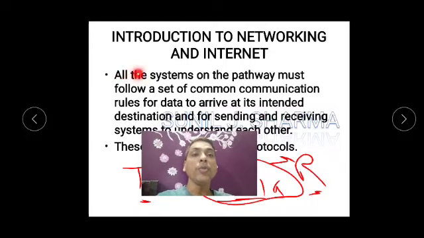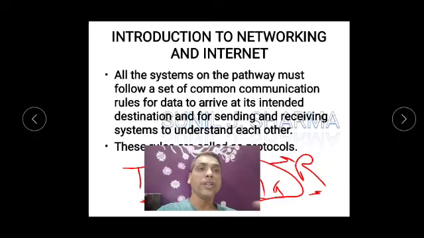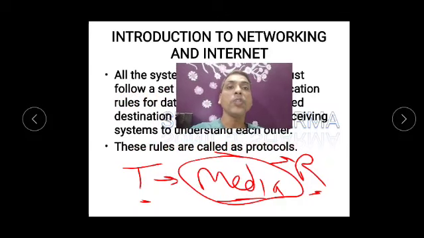A very important thing is that all the systems on the pathway, that is through the media, must follow a set of communication rules for data to arrive at its intended destination, and for the sending and receiving systems to understand each other. We understand each other because we speak the same language, whether English, Hindi, or any other. Humans can communicate, but what about machines? Machines also have to follow some rules. Remember that these rules are known as protocols. So protocol is very important.